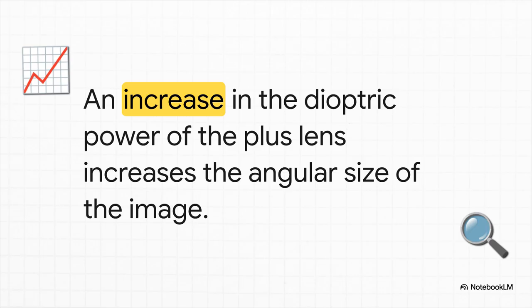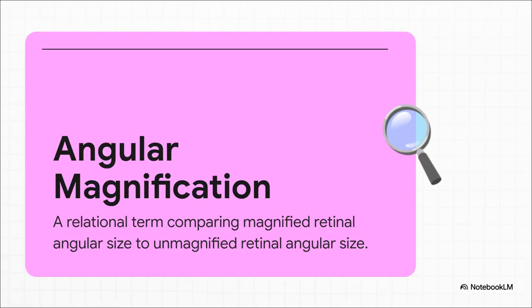If you hand your patient a higher power lens, the rays are bent even more steeply, the nodal ray angle increases, and boom, the image on the retina gets even bigger. But remember, magnification's a relative concept. That means we have to compare this new, larger angular size to a baseline unmagnified angular size.